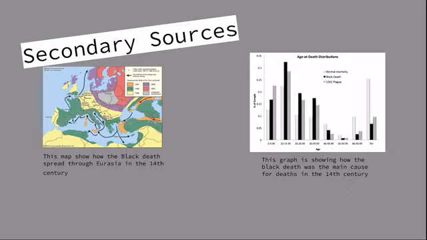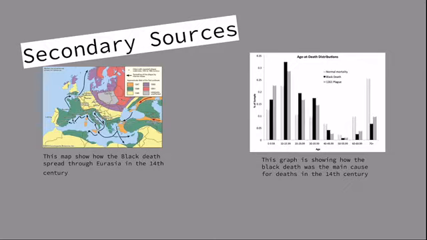Okay. The first secondary source is a map that shows the Black Death spread through Eurasia in the 14th century. If you look closely at the map, you can see that each color represents a different year, and during the 14th century, it was all over the place.